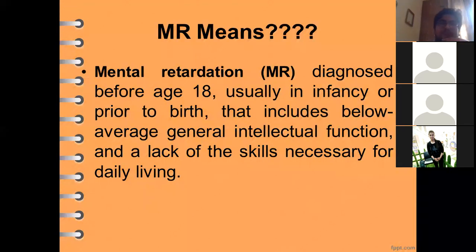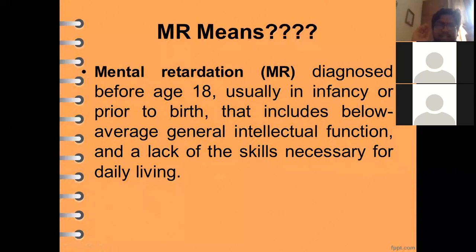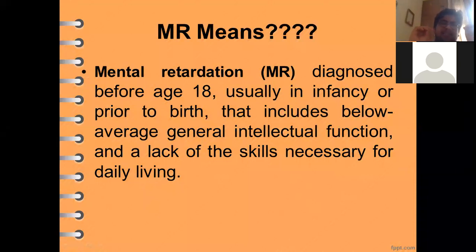So how can we define mental retardation? We can define it in a very simple definition. Usually it comes before 18 years of age. That is, the diagnosis is done before 18 years of age, but it is present from birth. Usually we find mental retardation at the time of the infancy period, or sometimes with the help of genetic testing we can find it before birth also.